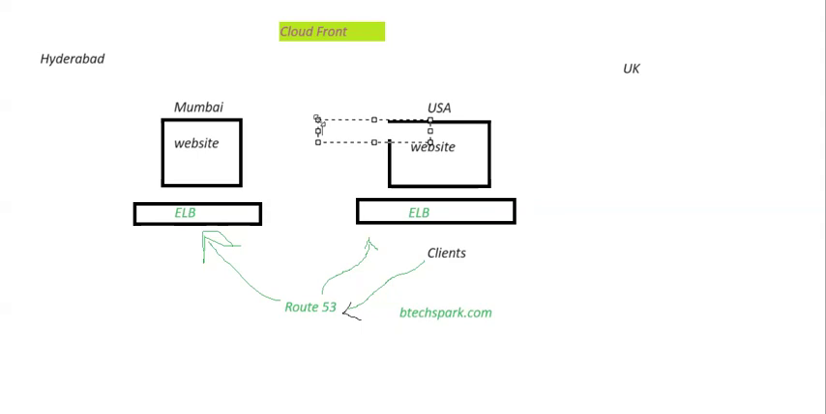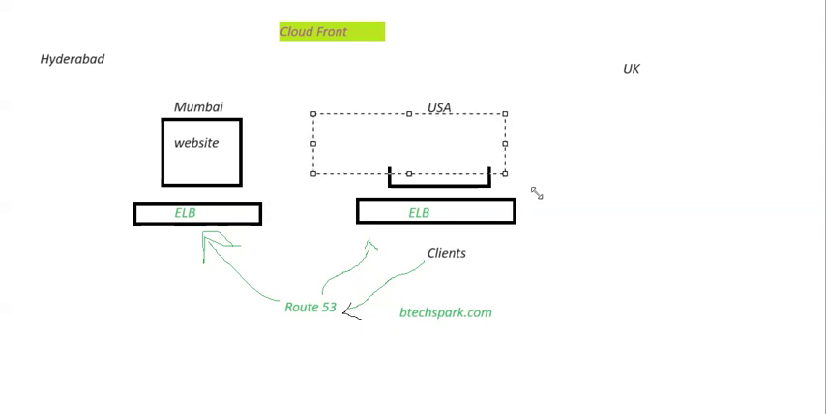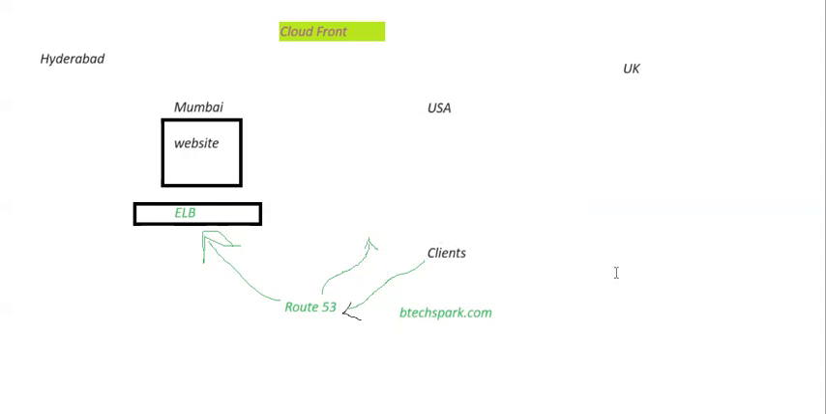Let's say my website is not even present in the USA region. In the USA region, my website is not present now. Now my clients are requesting from the USA region, UK region, as well as from the Mumbai region also. How can I provide this low latency by using this CloudFront? How is this low latency provided by using this CloudFront?